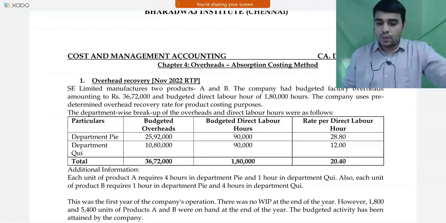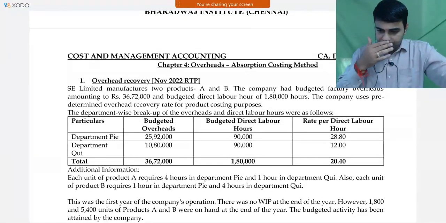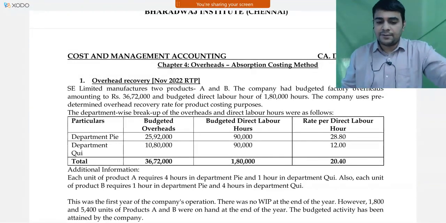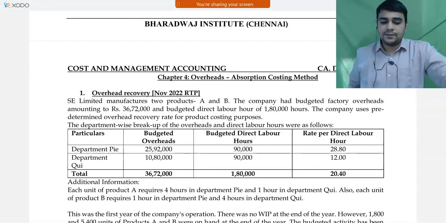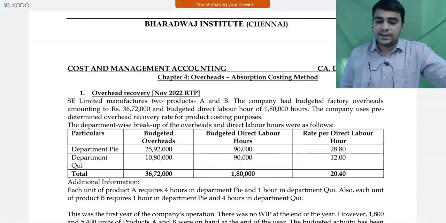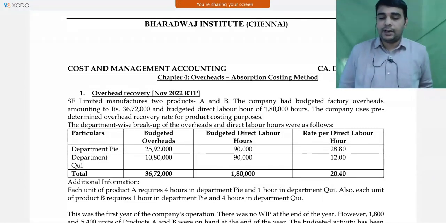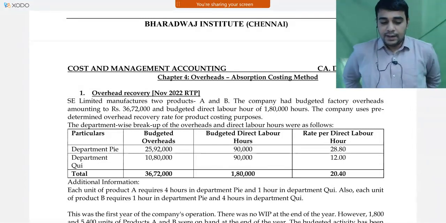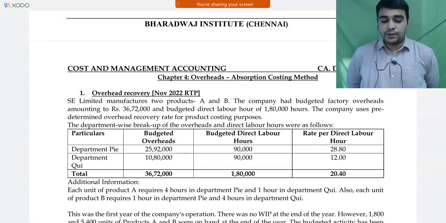Let's come to question one of the additional material, page 9. SE Limited manufactures two products A and B. The company had budgeted factory overheads amounting to 36,72,000 and the budgeted DLH of 1,80,000. The company uses a predetermined overhead recovery rate for product costing purposes. Department-wise breakup of the overheads and DLH were as follows.